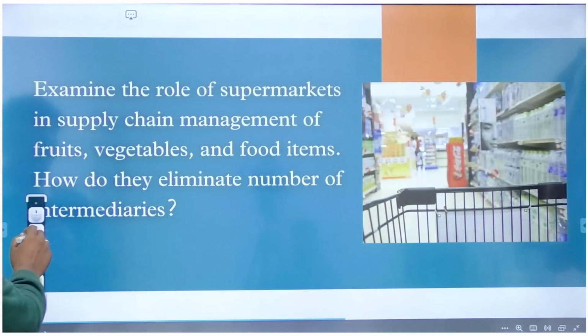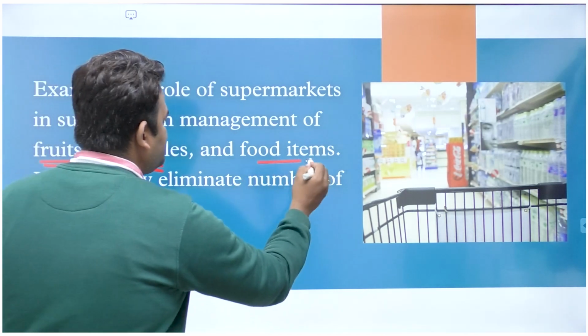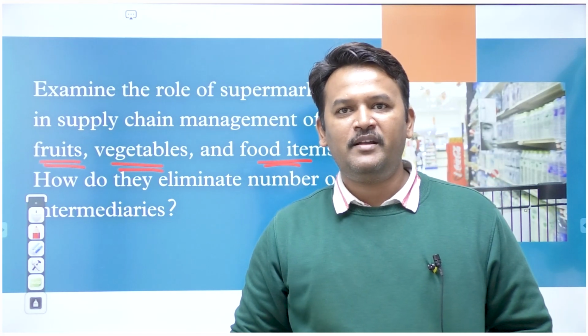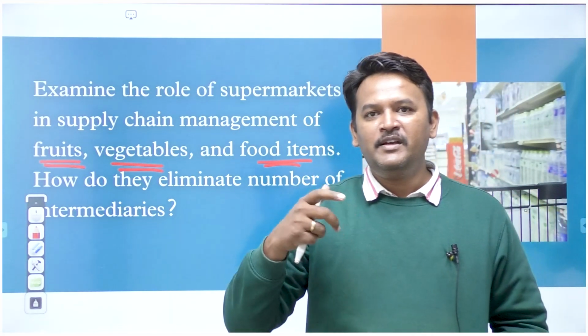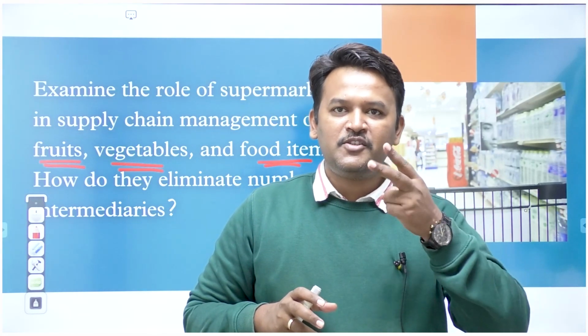If you decode this particular point here, fruits, vegetables and food items. These items actually have low shelf lives, right? And because of this low shelf life, there is a trend of distress selling from the farmers' side. So we have to focus on this distress sale aspect here, right? And we have to focus on charges that are charged by intermediaries for their services, right? So how will these supermarkets address these 2 particular questions? We have to write that in the answer.